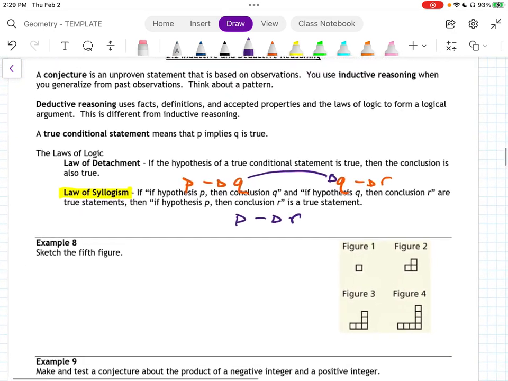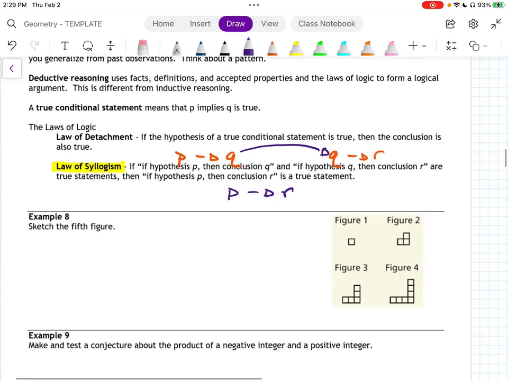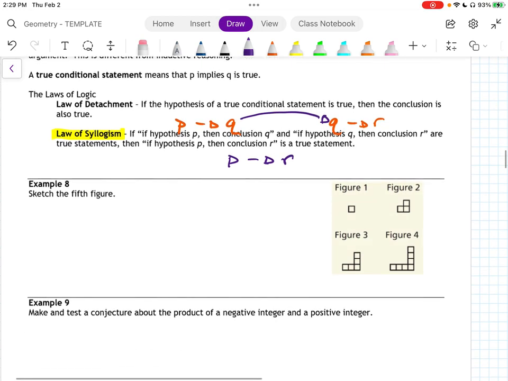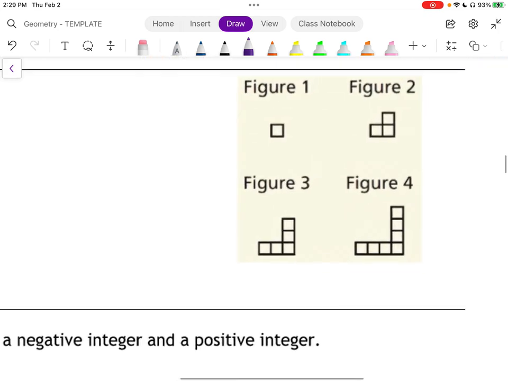So example 8 here. This one here is going to be us kind of using a conjecture and using inductive reasoning, right? So you think about the situation where you're telling your friend, hey, you're going to wear shorts tomorrow, aren't you? Because you've worn shorts every day. So here we're looking at these pictures and we're going to generalize from the pictures. Figure 1, 2, 3, and 4. And we can probably see what's happening.